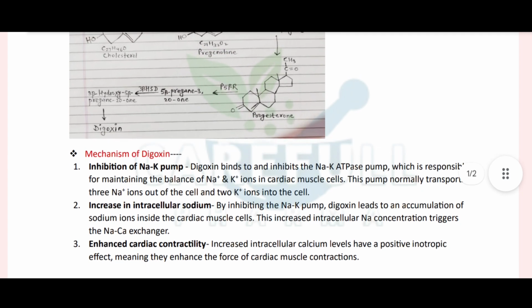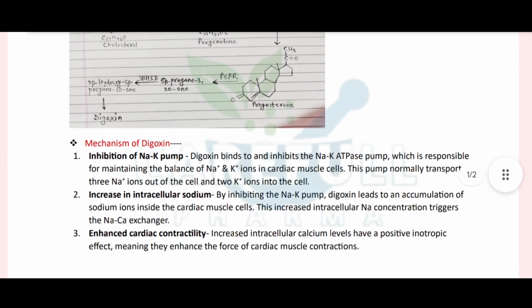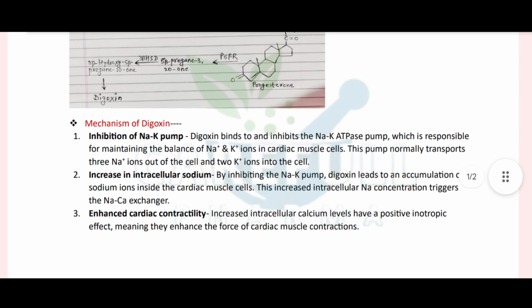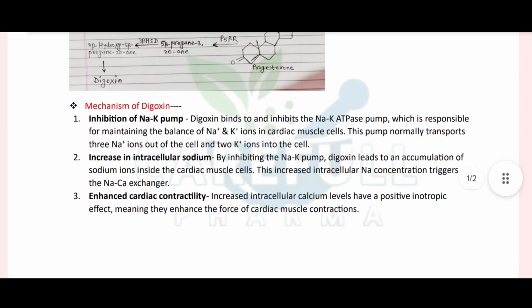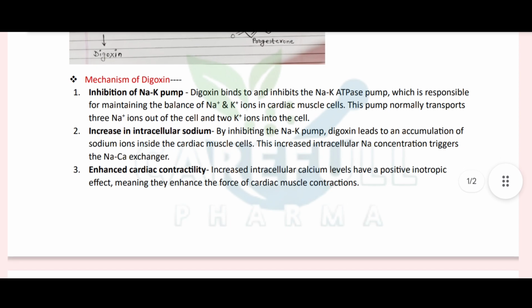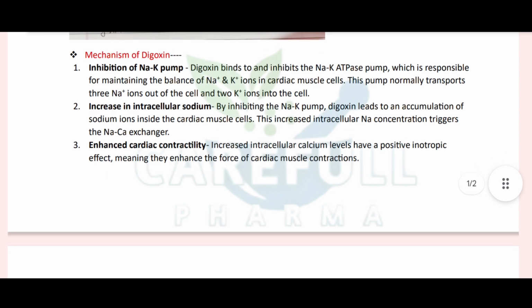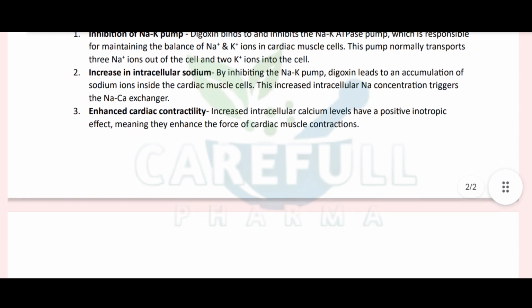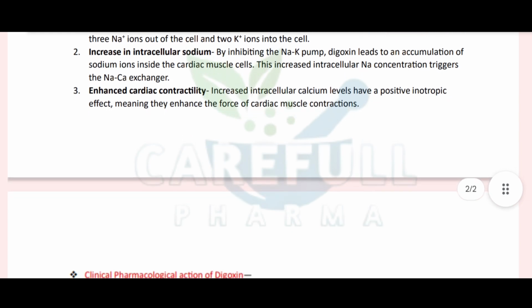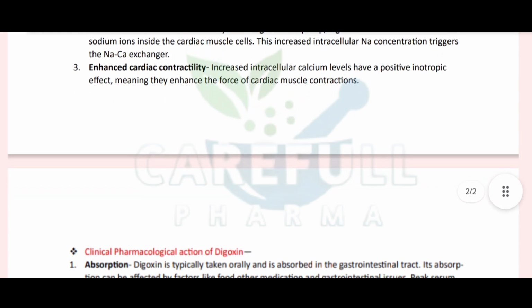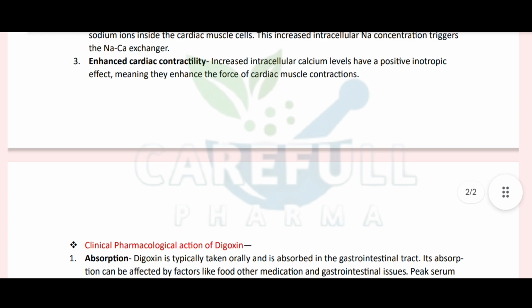2. Increase in intracellular sodium. By inhibiting the Na-K pump, digoxin leads to an accumulation of sodium ions inside the cardiac muscle cell. This increased intracellular Na concentration triggers the Na-Ca exchange. 3. Enhanced cardiac contractility. Increased intracellular calcium levels have a positive inotropic effect, meaning they enhance the force of cardiac muscle contractions.